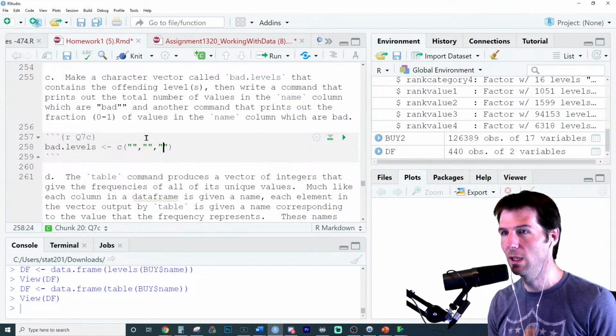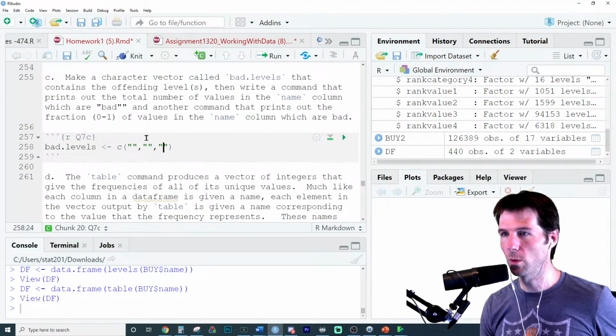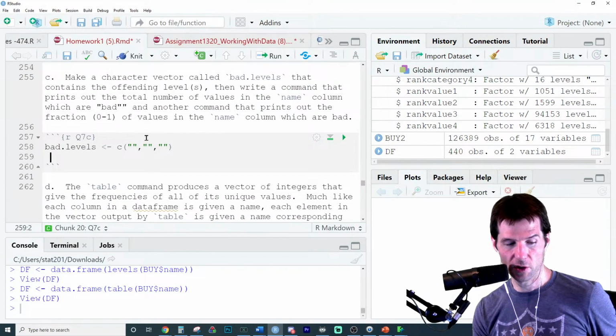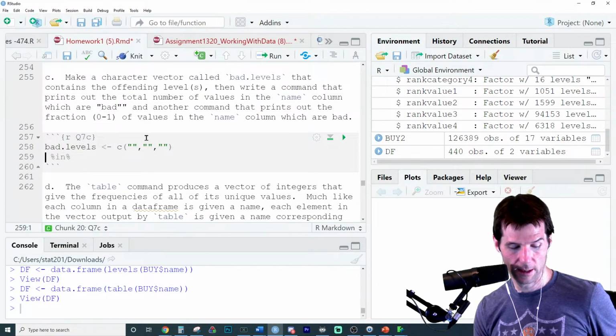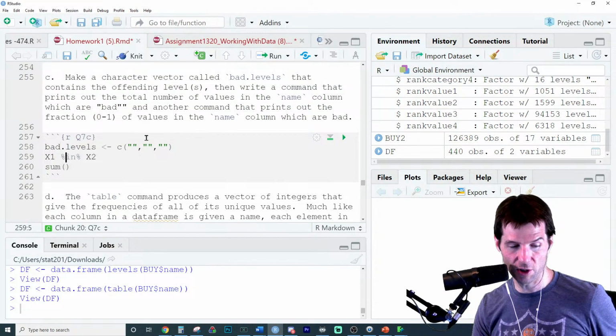We're going to store that in, and it says right here, then write a command that prints out the total number of values in the name column which are bad, and another command that prints out the fraction. So we want the total. So we want to do some sort of logical test. Actually we want to find out if something in vector 1 is contained in vector 2, and we could do the sum of that if we make that a logical. So you could call this right here a logical test. This is not the answer, but it's very similar.